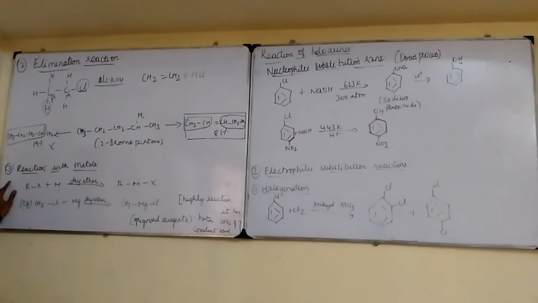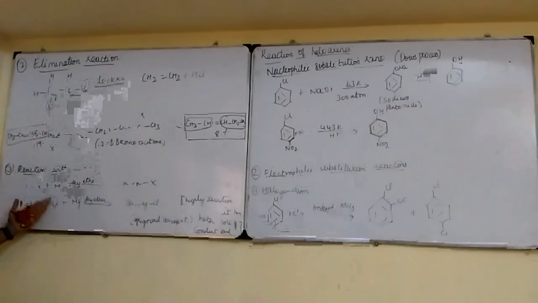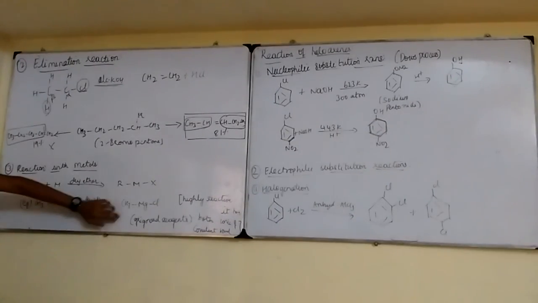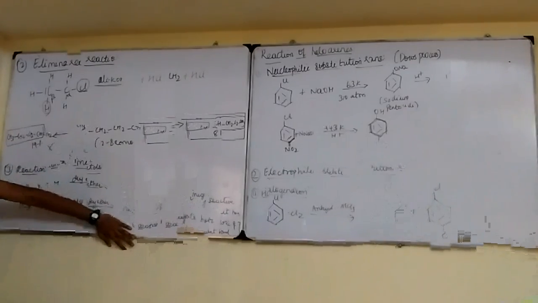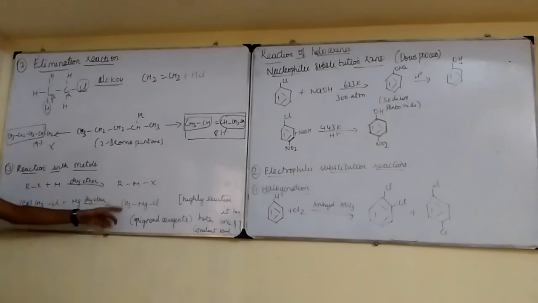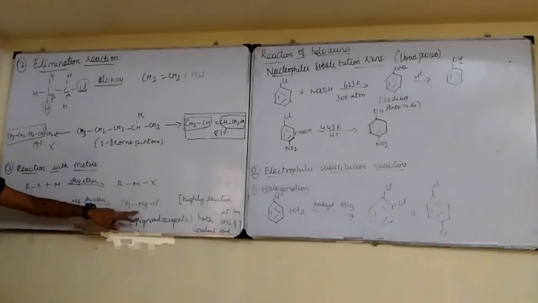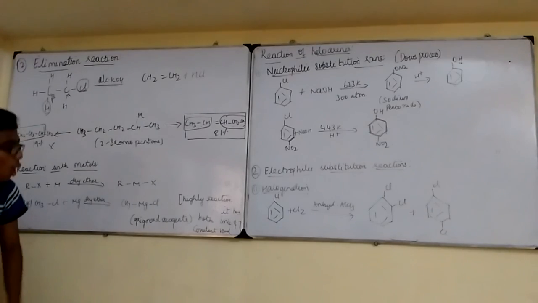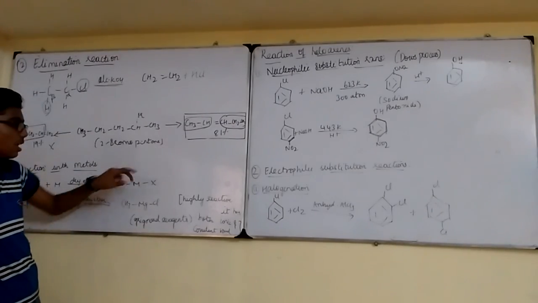The third one is reaction with metals. When you heat alkyl halides with metals in the presence of dry ether, they will give you RMX, that is, organometallic halides. One such example is CH3Cl plus Mg in the presence of dry ether giving CH3MgCl. All these organometallic halides are called Grignard reagents, and one such famous Grignard reagent is CH3MgCl, that is, methyl magnesium chloride. And all these Grignard reagents are highly reactive.